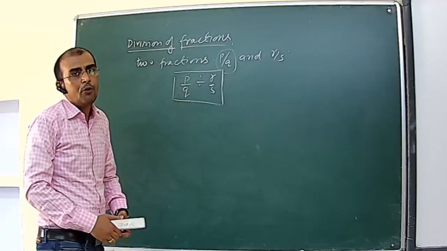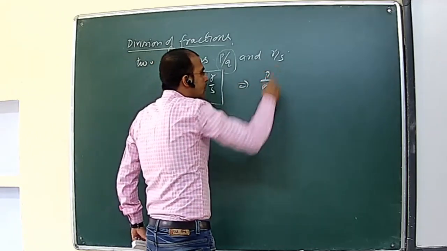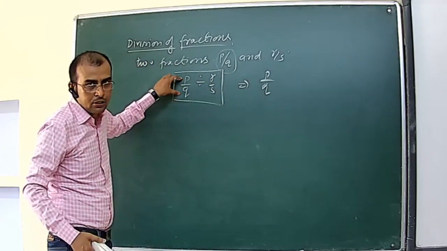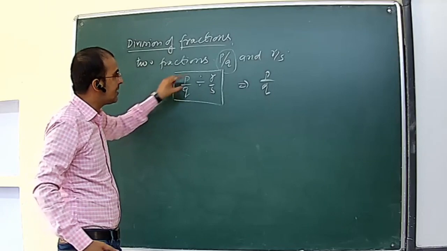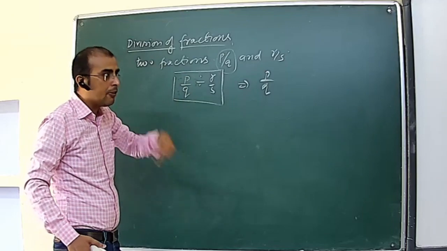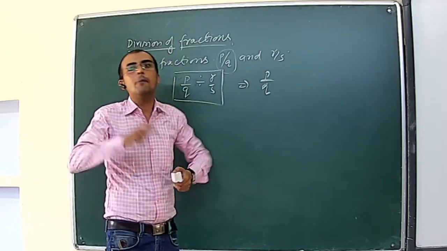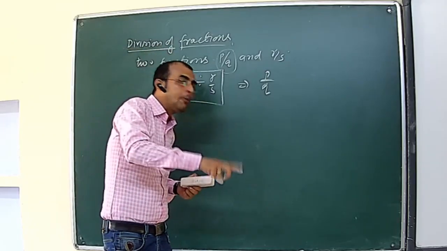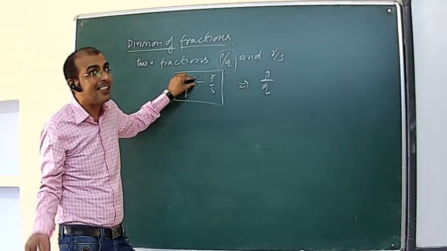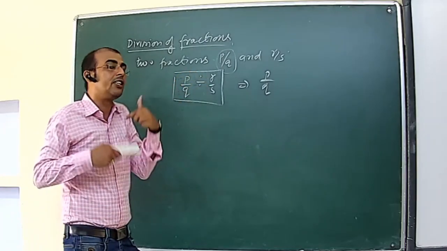And it can be written in the form of multiplication. Their result will be P by Q, and this sign will change. The first fraction will not change. This is the rule: the first fraction will not change, but the second fraction's operation will change to multiplication. You know that multiplication is the reciprocal of division, or division is the reciprocal of multiplication. So if you change the operation from division to multiplication, then this fraction will also change to its reciprocal.